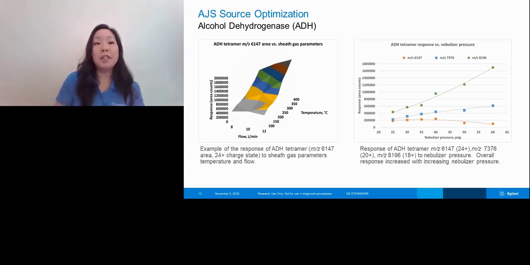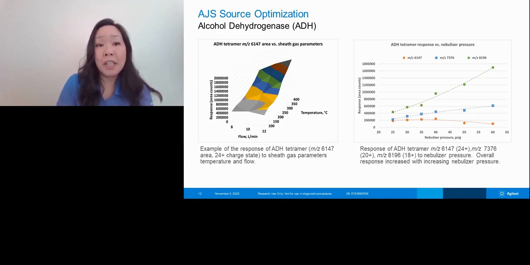So for the source optimization, not only did we take into account the drying gas temperature, we also took into account the sheath gas temperature, the different flow rates, as well as the nebulizer pressure. If you're familiar with some of our previous work on native MS, we did a lot of work with the CapFlow with the microflow nebulizer. So here we're using the standard flow nebulizer with the AJS source, but it is still possible to use the microflow nebulizer with the AJS source, and you'll see an improvement in your sensitivity.